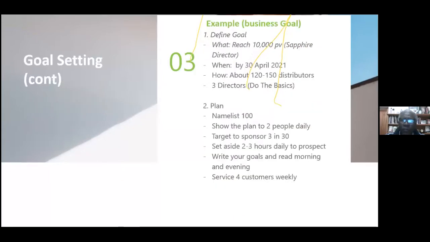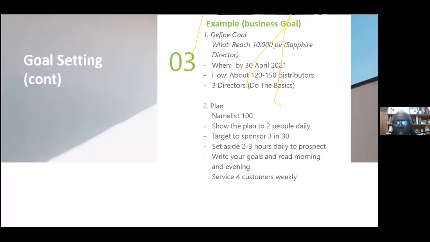Okay. An example we have there is business goals. Define the goal. What is the goal? To become a sapphire director. That is, reach 10,000 PV for 3 consecutive months. By when? 30th April 2021. How? You need to build between 120 and 150 distributors in your team, and also build 3 directors in your group. Then you'll be sure that you'll become a sapphire director. Okay, so that is an example of how to set up a goal.